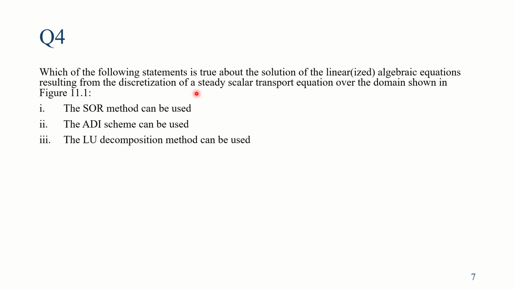So I would say that 1 and 3 can be used, whereas 2 cannot be used because 2 has certain restrictions in the form of the tridiagonal matrix algorithm. The first option is 1 and 2, the second is 2 and 3, the third, option C, is 1 and 3, and option D is 1, 2 and 3. So I would say 1 and 3 are right, and on that basis I am going with option C.